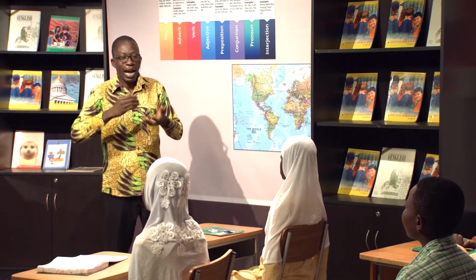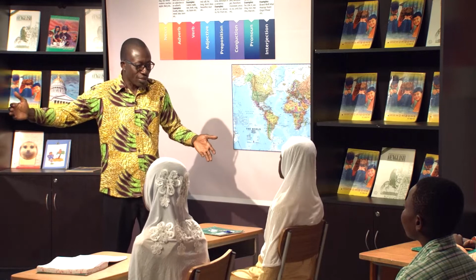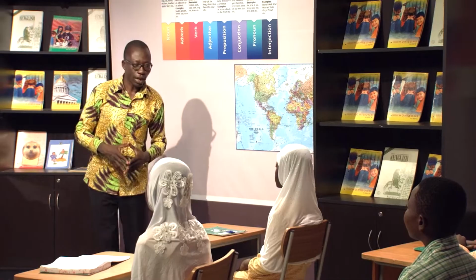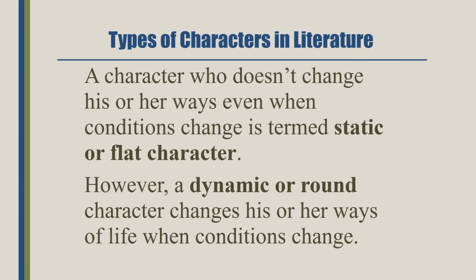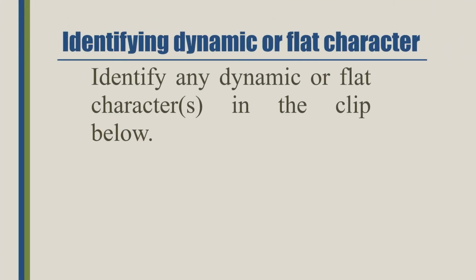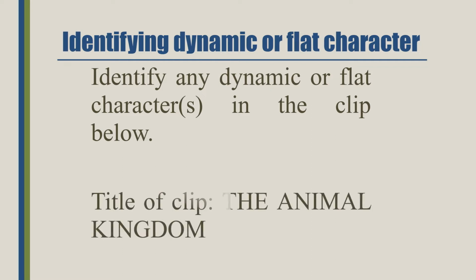In between them, we can have degrees of dynamism. We can have degrees of being static. Any questions so far? Okay. We're saying to identify any dynamic or flat characters in the clip below. So let's listen to the clip very carefully and identify any dynamic or what? Flat character. And the title of the clip is The Animal Kingdom.